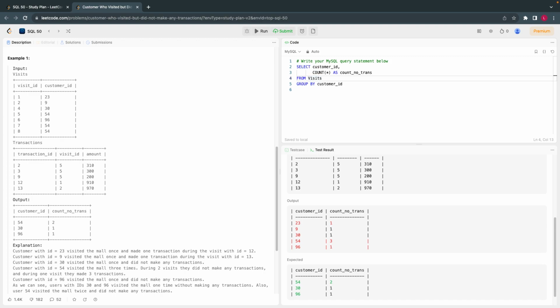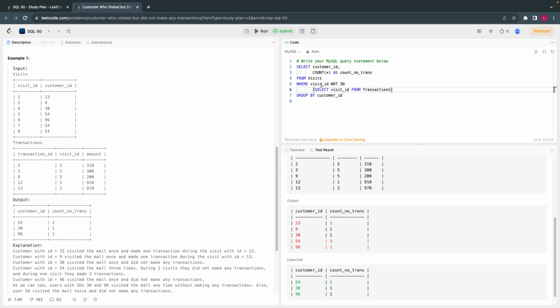I'll just select. I can use something like a not in operator. There are many ways to solve. I'll just use from this table where visit ID is not in, I'll say not in, select visit ID from the transaction table.